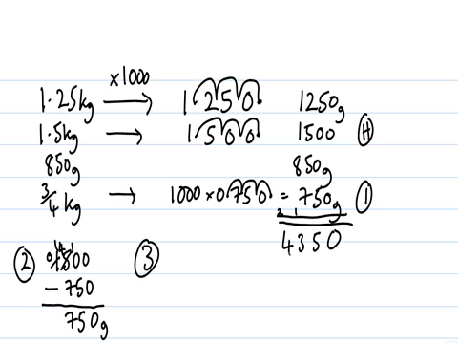So we've got 4,350 grams, which if you want to convert into kilograms, you need to divide by 1000. So that means that the decimal point is going to move 3 places to the left because you're dividing. And your final answer is going to be 4.35 kilograms. You can drop this 0 because it isn't a significant figure.